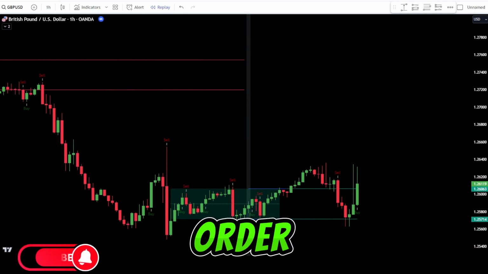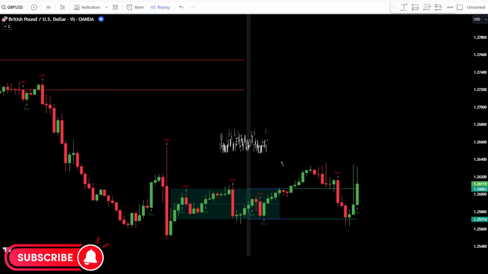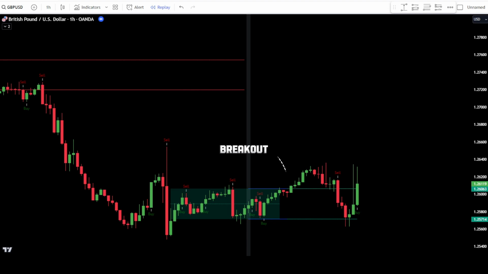How to place a buy order using the range detector and EMA scalper indicators. 1. If the price can break out to the upside, the indicator line will turn green. In this case, wait for the price to retest before entering a buy position. 2. Once the price has retested the range detector area, wait for a buy signal from the EMA scalper.